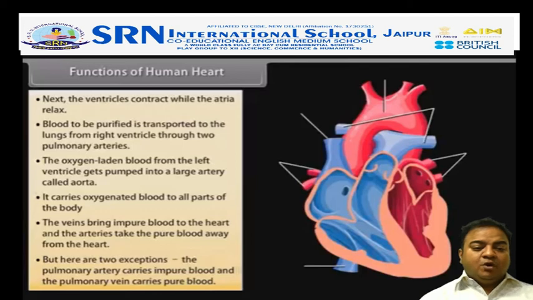The veins bring impure blood to the heart and the arteries take pure blood away from the heart. But there are two exceptions. I'll give you a trick, dear learners: wherever you get the word pulmonary, the function is reversed.